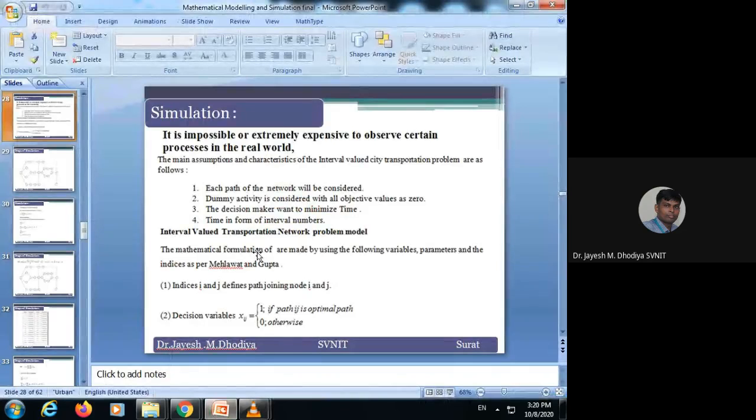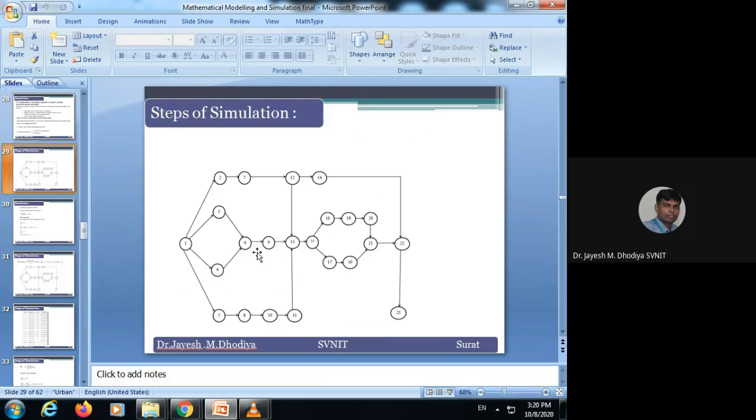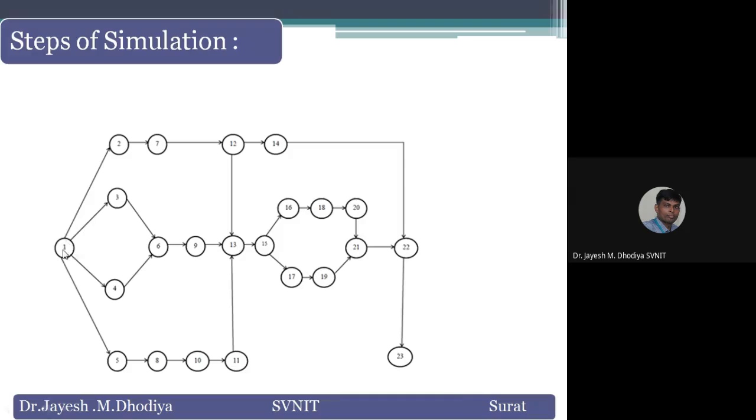So the question arises: how can we reach from one point of the city to another point under such a complicated transportation situation? Suppose I want to reach from point 1 to point 23. If I want to reach that point, then basically it is like a network model.